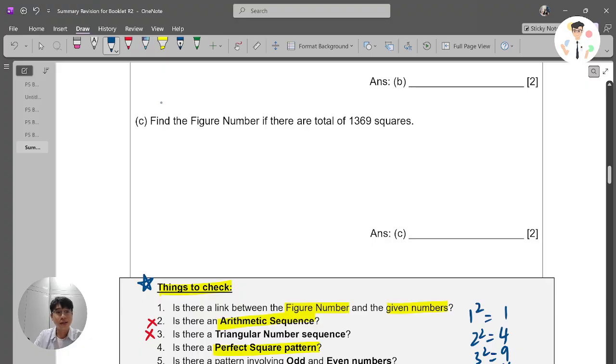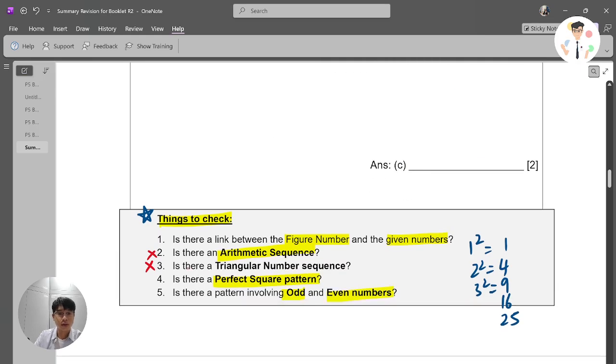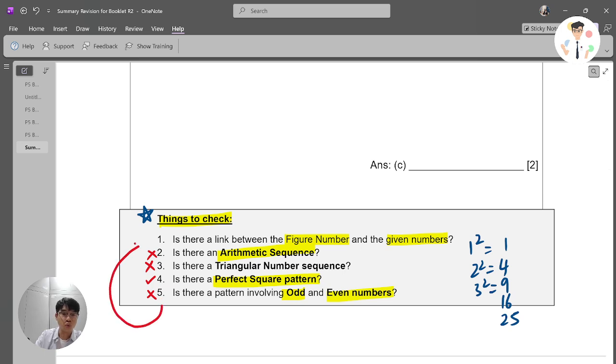Is there a pattern involving odd and even numbers? Is there anything like odd numbers all being the same, and even numbers having the same style? I think there's no clear observation that we found here. So we cross this out, this is correct, this is crossed. Now, as I've told you, after you're done with 5, you must go back up to 1.